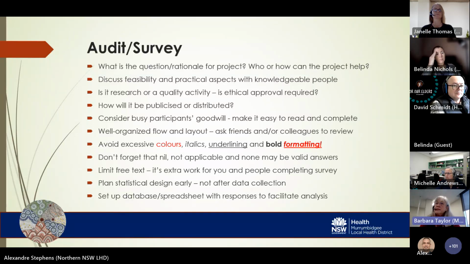Cover all the bases in your answers. Nil, not applicable, and none might be the answer to your question. Limit free text because it's extra work for you, because you're going to have to analyse it, work out the themes that are in there. And of course, talk to a statistician or plan your statistical design really early, not after you've done the data collection, because that way you can simplify it. You can make life a bit easier for yourself.